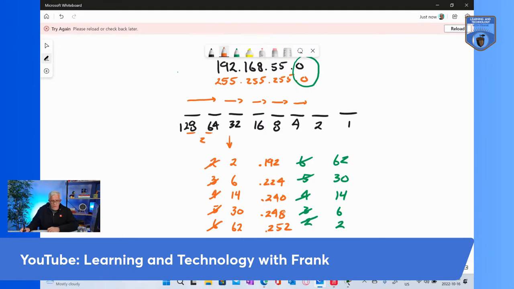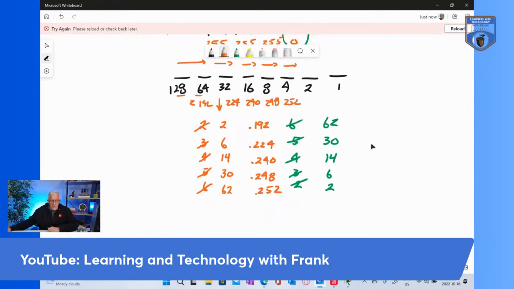Plus 8, 248. Plus 4, 252. So if I borrow 2, it's 128 and 64. That's going to be 192. If I borrow 3, it's going to be 224. If I add another 16, it's going to be 240. If I borrow the 8-bit, it's going to be 248. If I borrow the 4, it's going to be 252. So you can go across, but I prefer to go down. Okay, so that's an idea of how many bits I borrow.